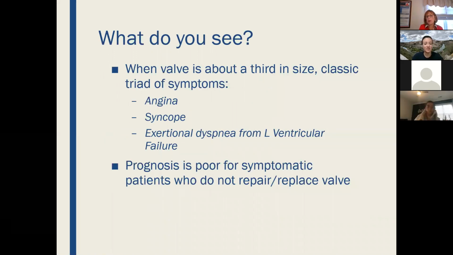Okay, so what do you see? When the valve is about 1/3 in size, people get classic conditions. They get classic symptoms. So they all get angina, because the ostia are not getting fed. So the vasculature on the surface of the heart is not getting oxygenated blood. That's angina. You're going to have chest pain.